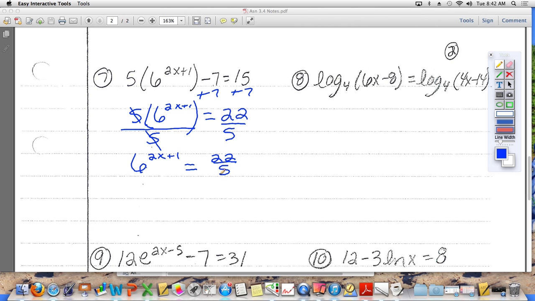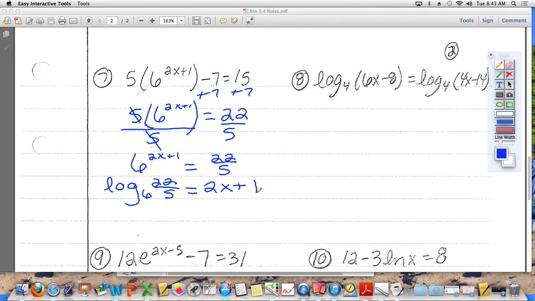It's in exponential form, so we want to put it in logarithmic form, right? Yes. We don't have an e in this one. We've had a lot with e's in it. We do not have an e in this one, but that's okay. We're going to change this so that it is log, what's the base value? 6. Log base 6 of that number, 22 fifths, is equal to the power, which is 2x plus 1.